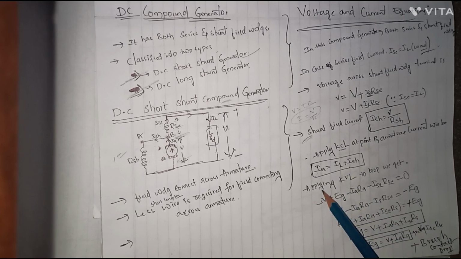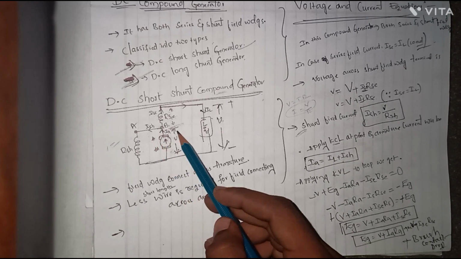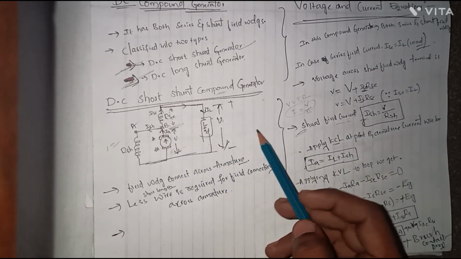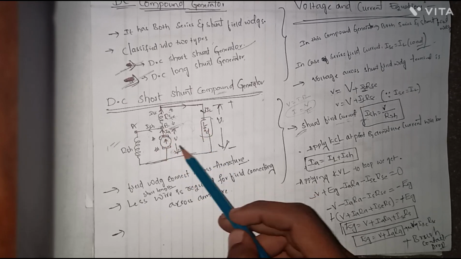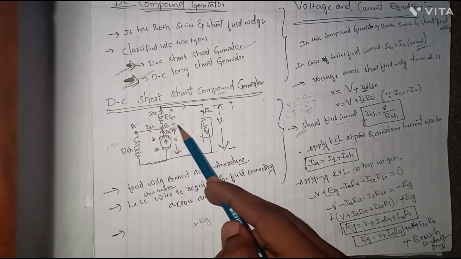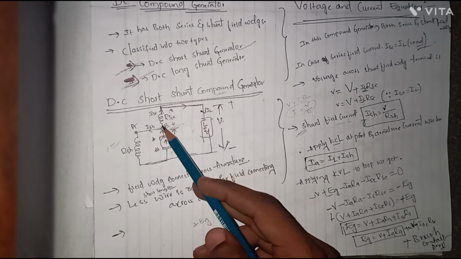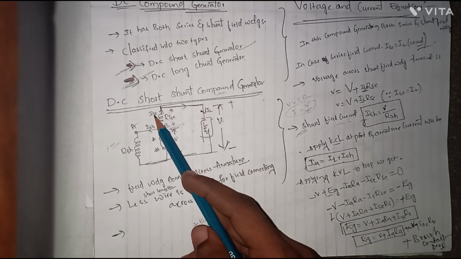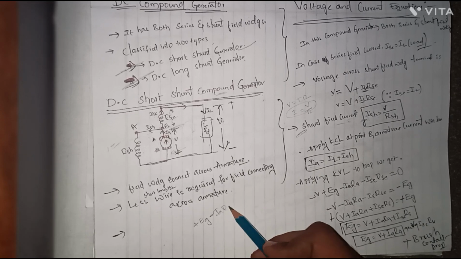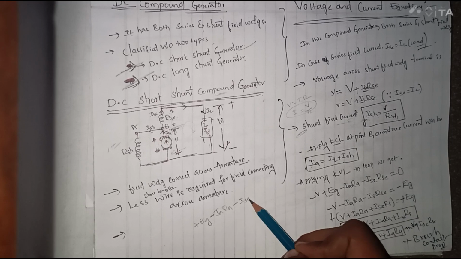Applying KVL to the loop, we get it. We already took ISH, the shunt field current, so it can be removed. Now in this loop, the generated EMF EG is in the clockwise direction. The sign depends upon the clockwise direction. The drops are IA RA for the armature and ISC RSC for the series field.